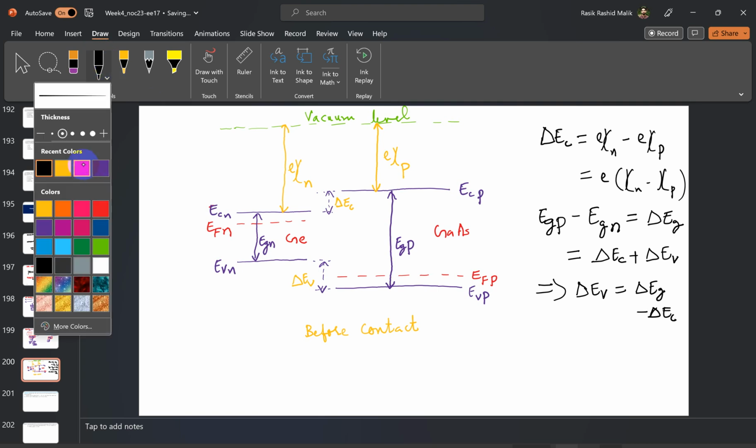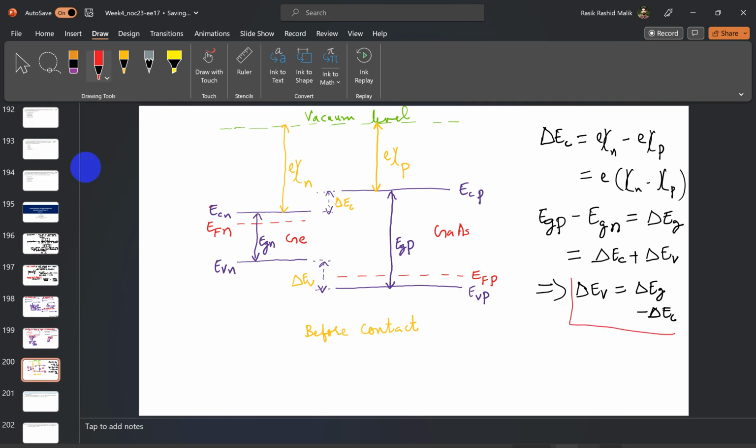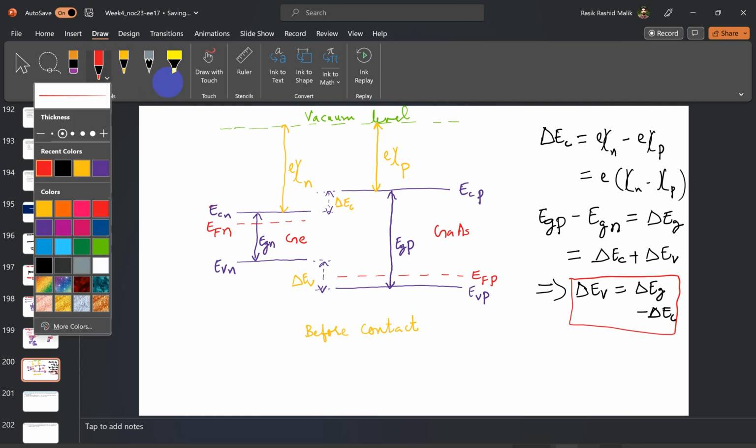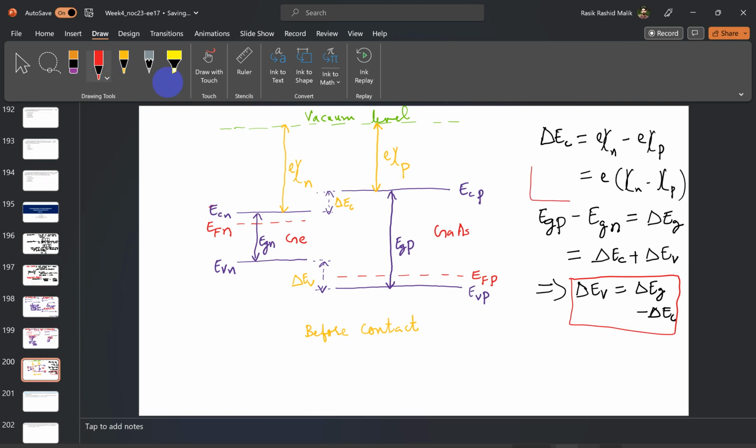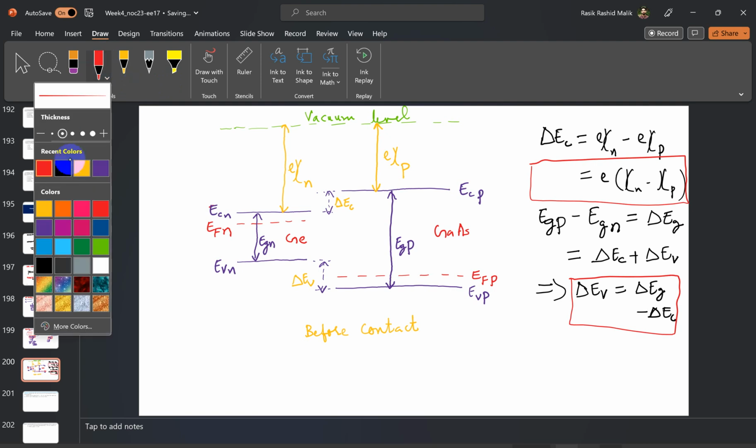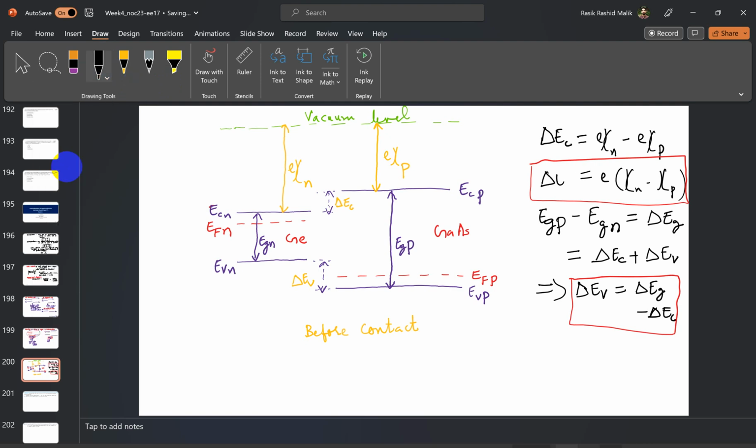Okay, so this is an important result, how to calculate the discontinuity in the conduction band and the discontinuity in the valence band.